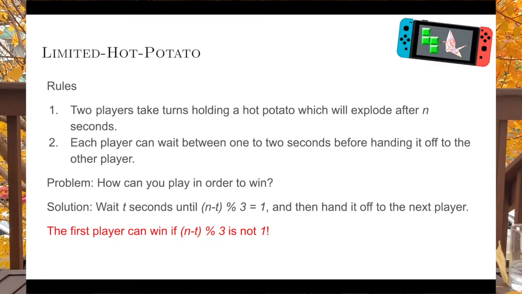Now, with the modulus operator, we can exactly describe how the Can Win tool works. Basically, if the amount of time left mod 3 is equal to 1, then you are guaranteed to lose. Otherwise, you can definitely win. So the strategy for us to play the game is when you receive the potato, wait enough seconds until the amount of time left mod 3 is equal to 1, and then hand it off to the next player. If you can do this, then you win. Otherwise, you lose.